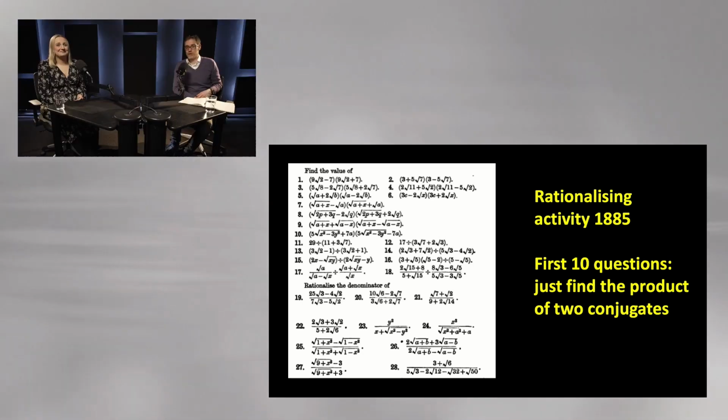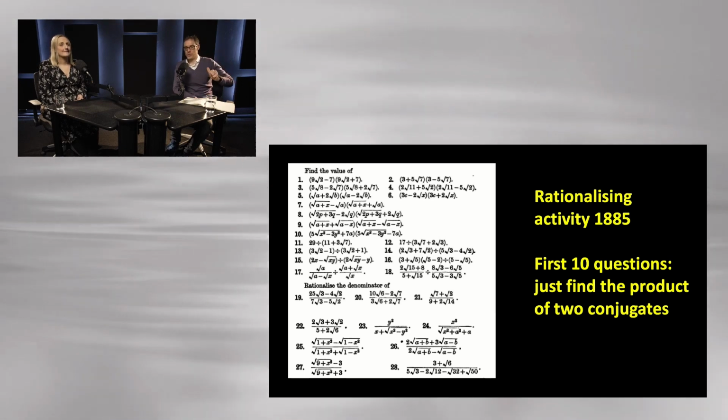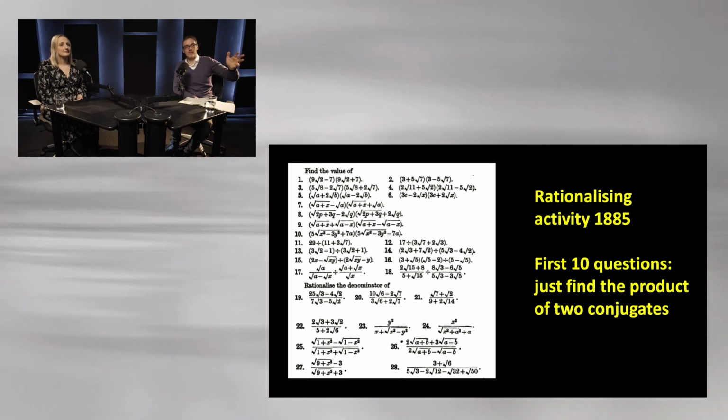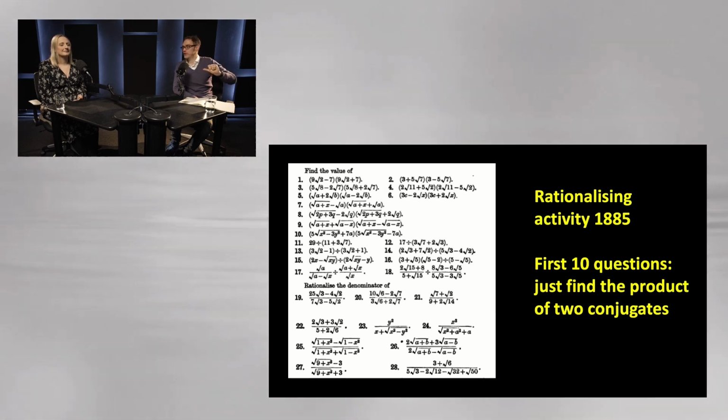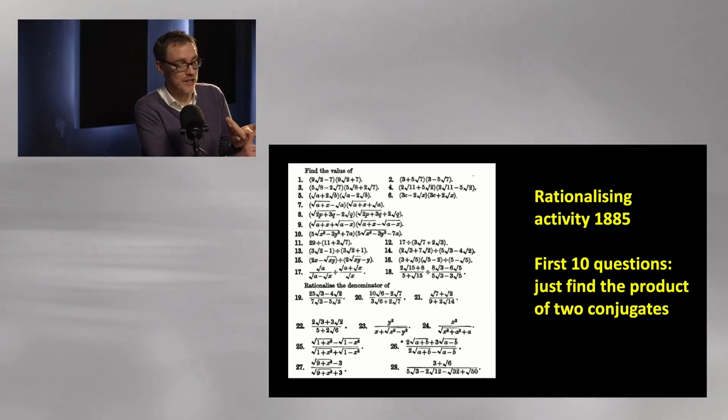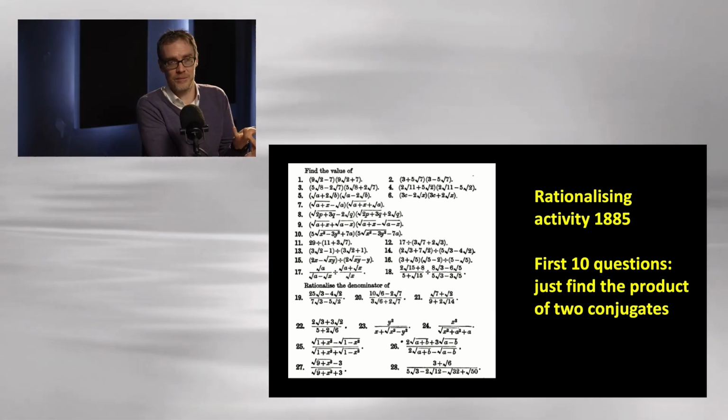Well, it goes back to what we were saying before. It's your classic atomisation. We talked about it with recognising what is a surd and what isn't. Before you go anywhere near rationalising, you want the kids to be fluent and confident with multiplying those, identifying the conjugate and then multiplying them out.